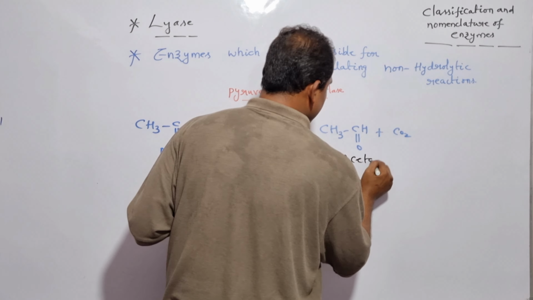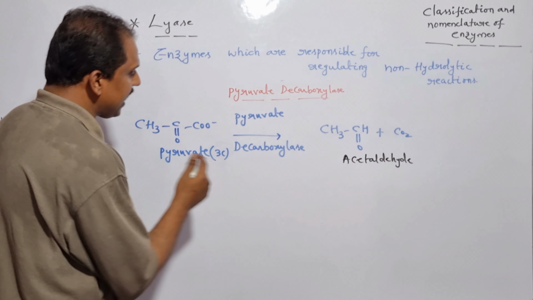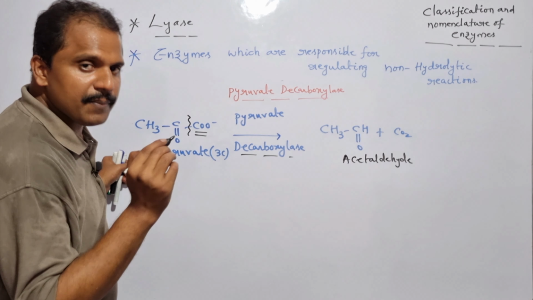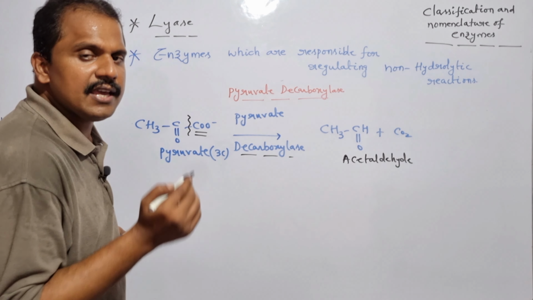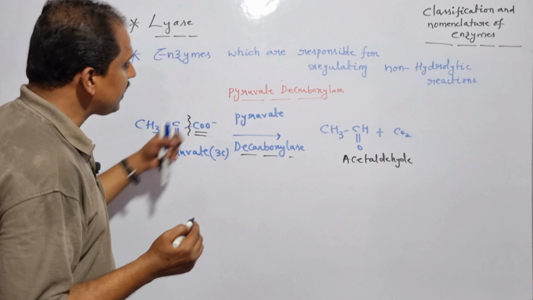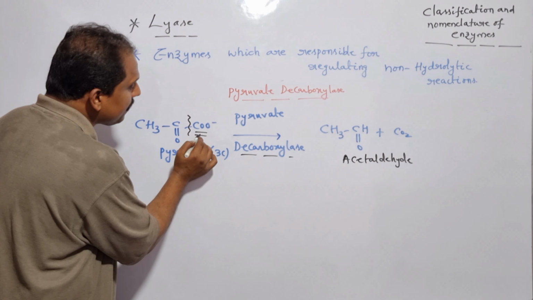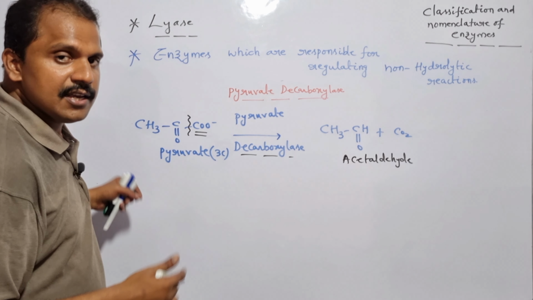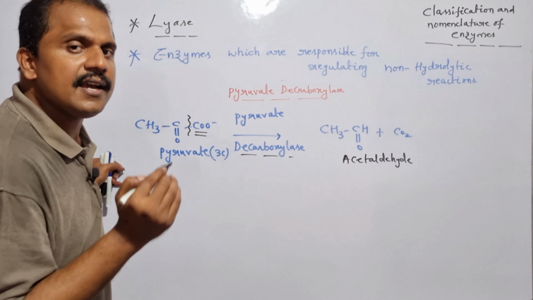Without taking the advantage of water, the particular pyruvate decarboxylase is capable to remove the carboxyl group from the pyruvate compound. So the reason why they are termed as what? Lyases. Without taking the advantage of water, the pyruvate decarboxylase, which is a lyase enzyme, is capable to remove the carboxyl group which is a part of the pyruvate. Is it clear? So such specific enzymes are termed as Lyases. Then after we will be studying regarding isomerases.